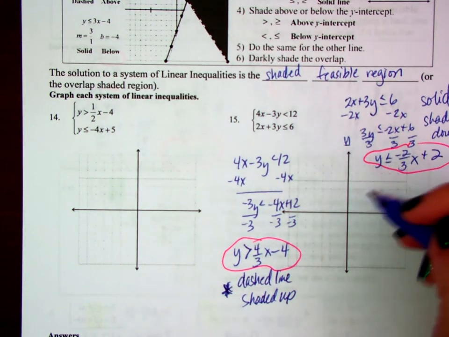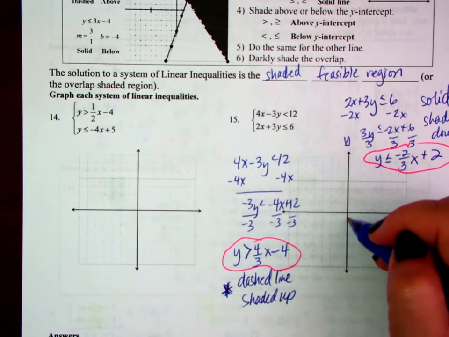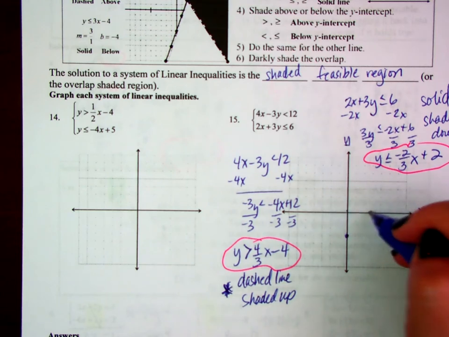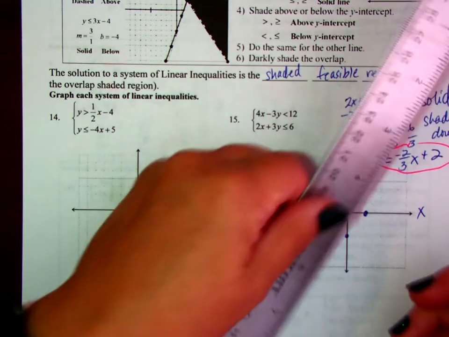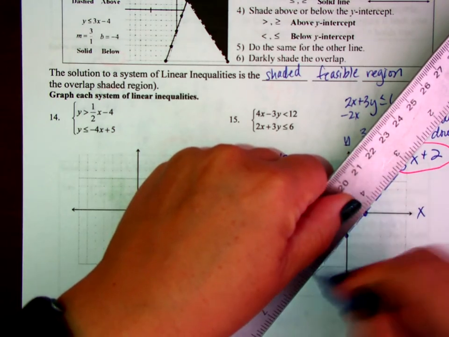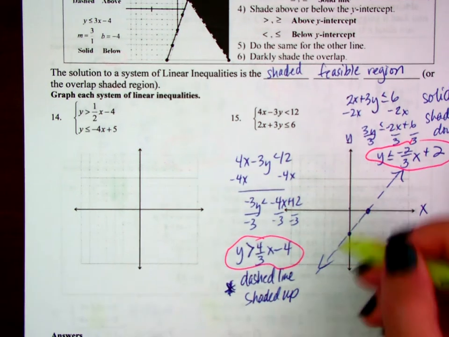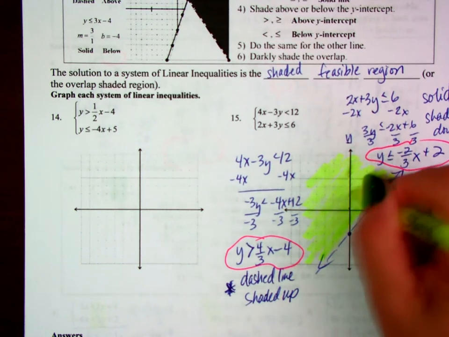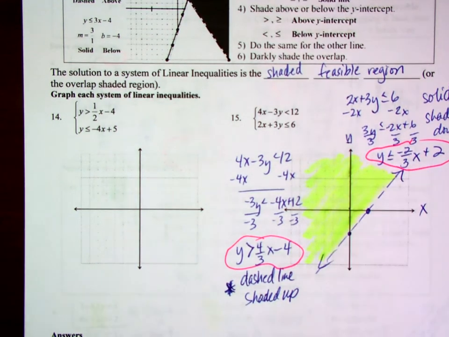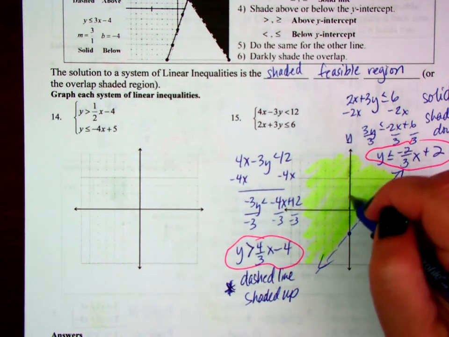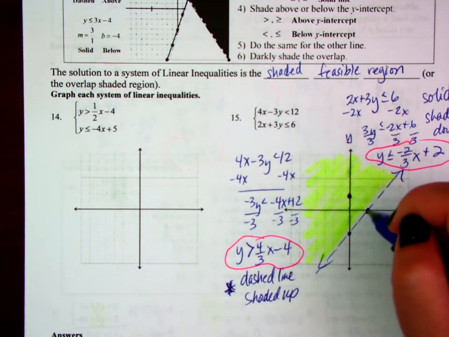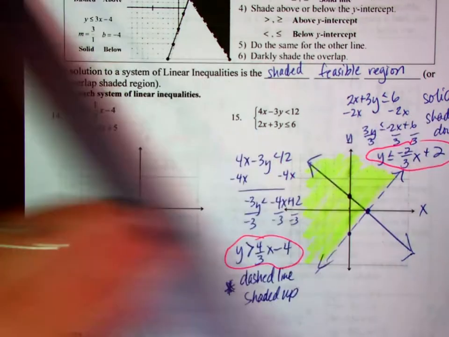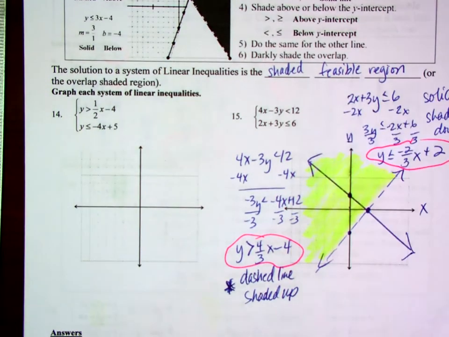So here I go. Begin at negative 4, down 1, 2, 3, 4, and then go up 4 over 3. Remember that this is going to be a dashed line and shaded up. All of these points are part of the solution to the 1 inequality. Now I go start at 2 and go down 2 over 3. This one is going to be a solid line and shaded down. Oops.